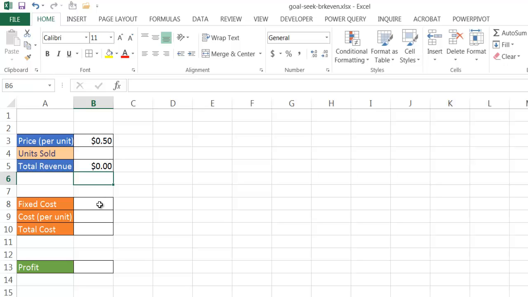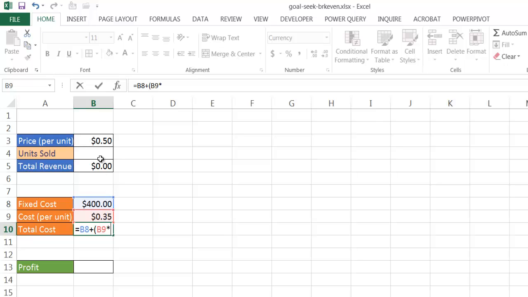Now, let's say we have fixed costs. We're making some kind of widget for 50 cents, but we have to invest in some equipment, and let's say the equipment costs $400. And then the cost per unit is going to be 35 cents. It's going to take us 35 cents to make one unit. So our total cost is going to be equal to the $400 plus, and I'm going to put the 35 cents in parentheses because we're going to have this 35 cents times how many units we make. Right now we're making zero units, so it's going to cost us $400 because we have sunk $400 into that cost.